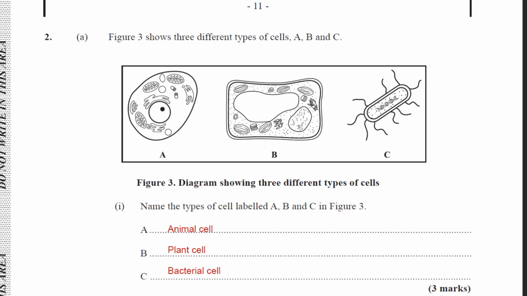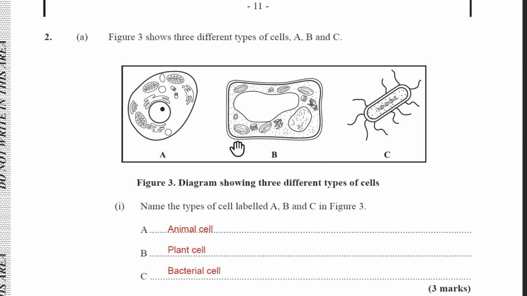Let's look at some questions that deal with cells and deal with osmosis basically. There are many questions that deal with this, but I've chosen 2 that pretty much cover the bases here. So this first one is from June 2018, question 2. Figure 3 shows 3 different types of cells, A, B, and C. Name the types of cells labeled A, B, and C. So A is an animal cell, B is a plant cell, C is a bacterial cell.